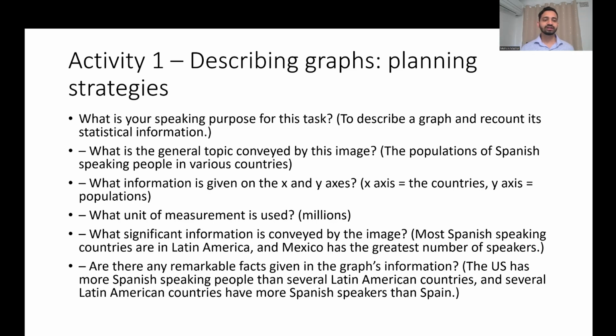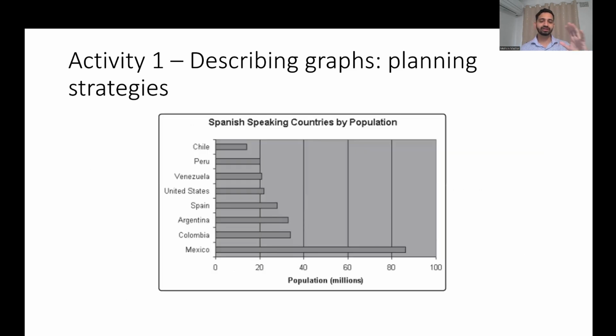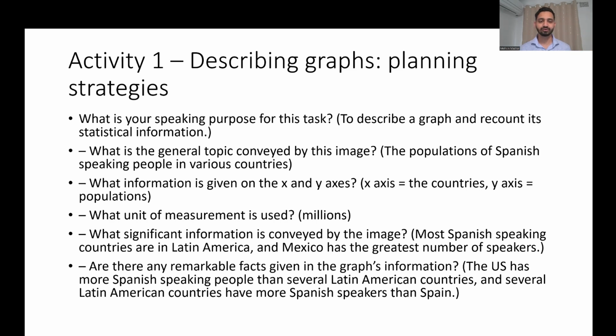Next up, we've got what significant information is conveyed by the image. What is significant here? Most Spanish-speaking countries are in Latin America. You can come to that conclusion after looking at the image. And Mexico has the greatest number. So you want to look at the high point here. You've got the biggest population of Spanish speakers in Mexico. Okay, so that you can't miss. And another point that's most important is that most countries are in Latin America. You can make that point here as well.